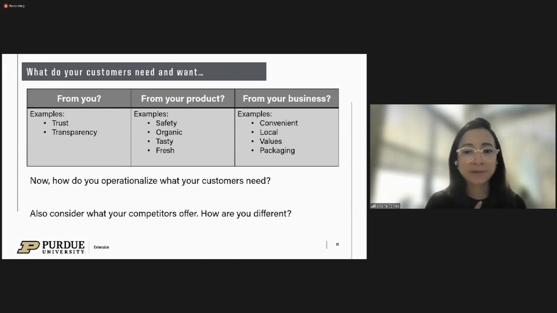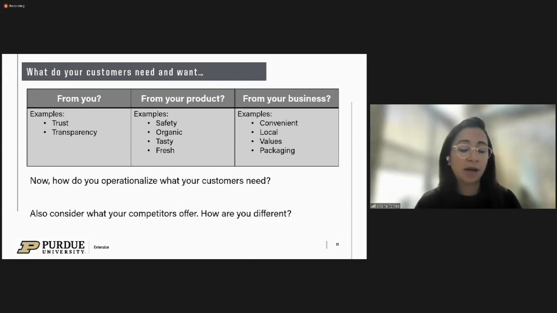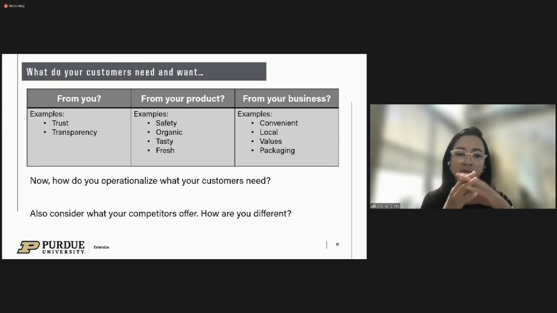Okay, so my business is going to provide certain value to the customers, from my entity to them. It may be convenient. It may be near where my customer segment is. Again, we're going back to the values that we're talking about, and then what kind of packaging you need, what pricing we want. As you can see, all these attributes from you, from your product, and from your business are very related, but there are different aspects about the consumer's needs and wants.